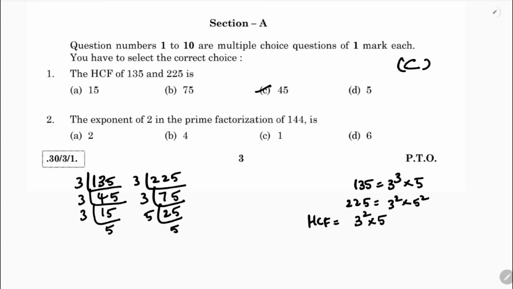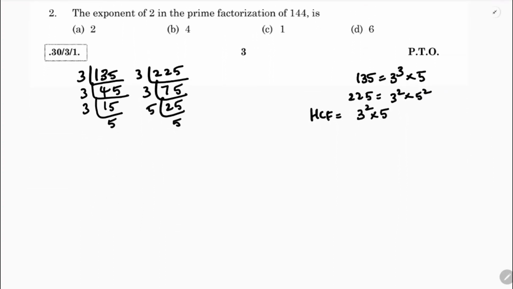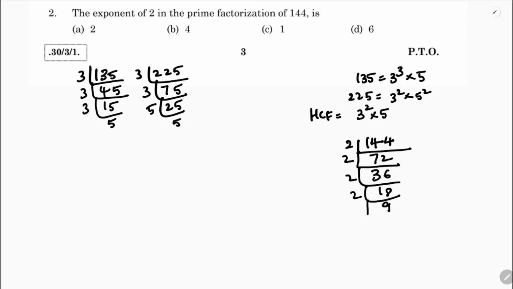Next question: the exponent of 2 in the prime factorization of 144. So the prime factorization of 144: 2 times 72, 2 times 36, 2 times 18, 2 times 9, 3 times 3. So 144 is 2 power 4 into 3 square. The exponent of 2 in the prime factorization of 144 is 4. So the correct option is B.